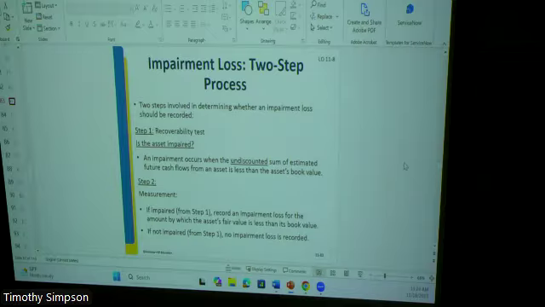But we don't simply take the difference between the two to do that. Instead, we have to measure it. So if step one has said this asset has failed the test, where the cash flows do not exceed the book value, then we have an impairment. But the question is, what amount do we record? This is where step two comes into play. So we record impairment loss for the amount by which the fair value, not the undiscounted cash flows, fair value is less than its book value.